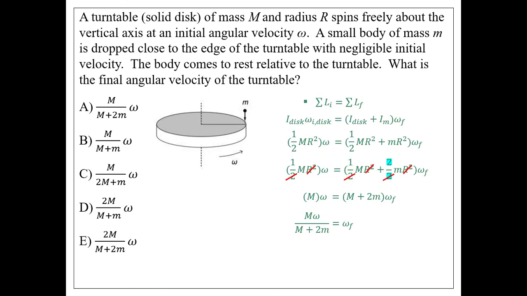This answer choice C says 2 big M. You don't need 2 big M. You need M plus 2 little m. So answer choice A is better than answer choice C. Make sure you pay attention to the little details there.